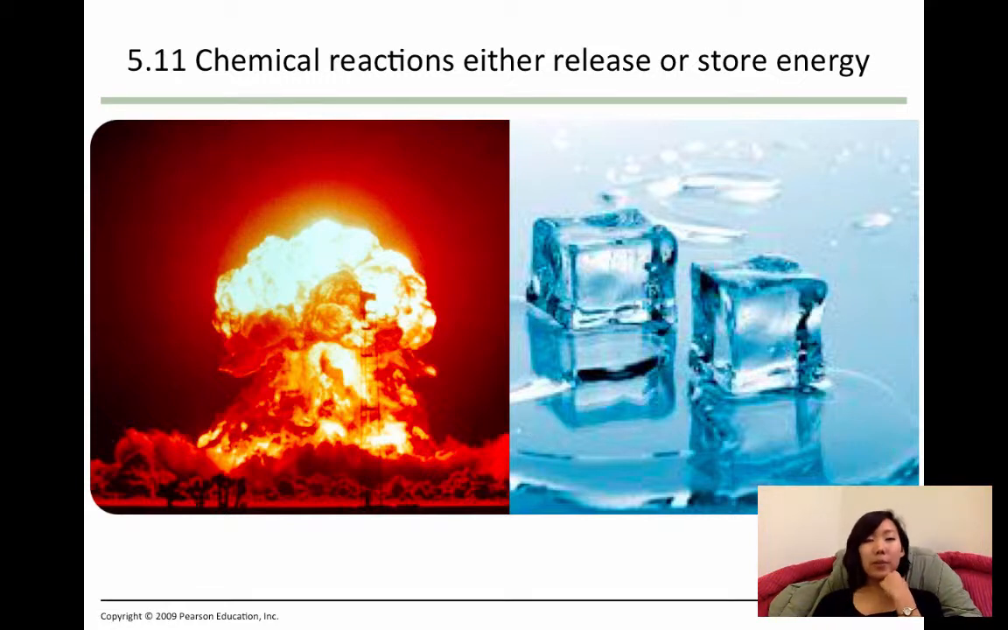Okay, so in terms of chemical reactions, there are two major types of chemical reactions that we will be focusing on. One of them is exergonic reactions, and the other one is endergonic reactions.